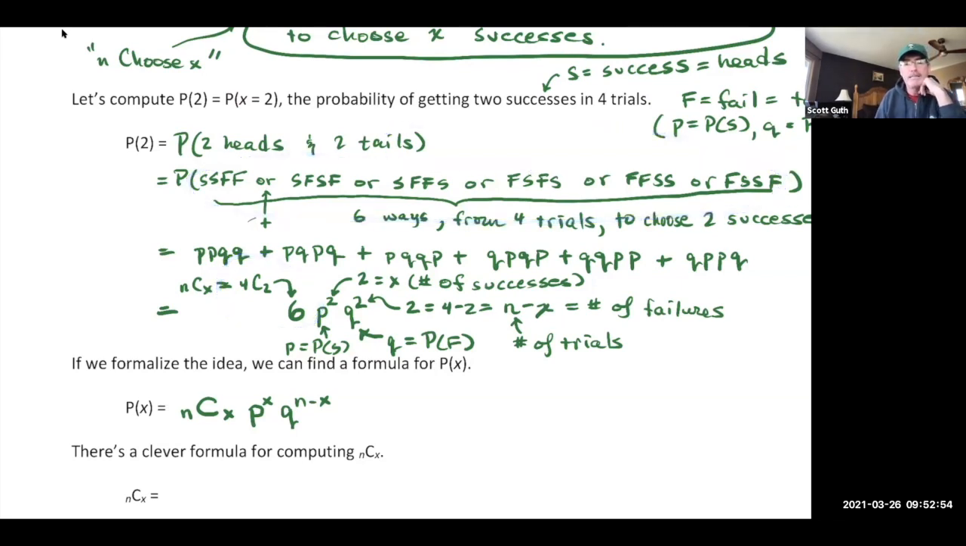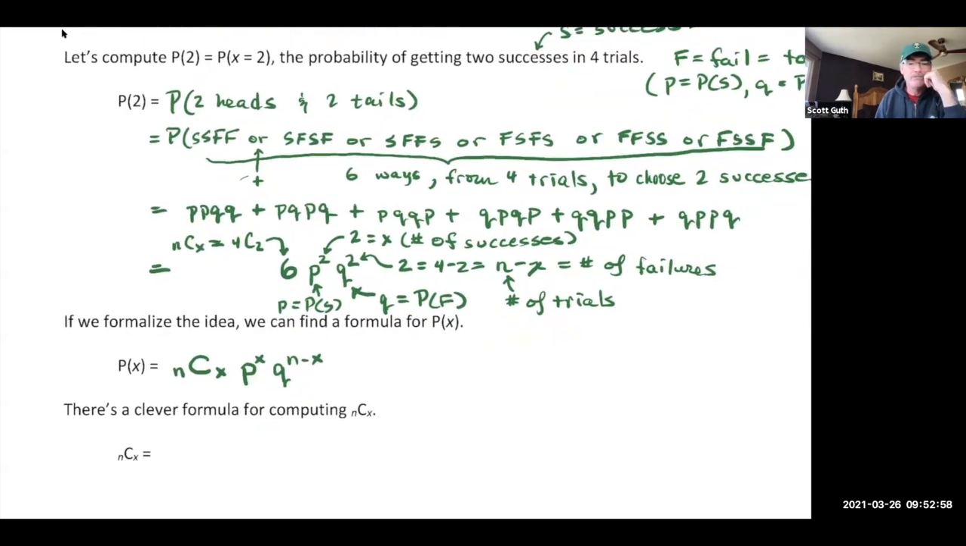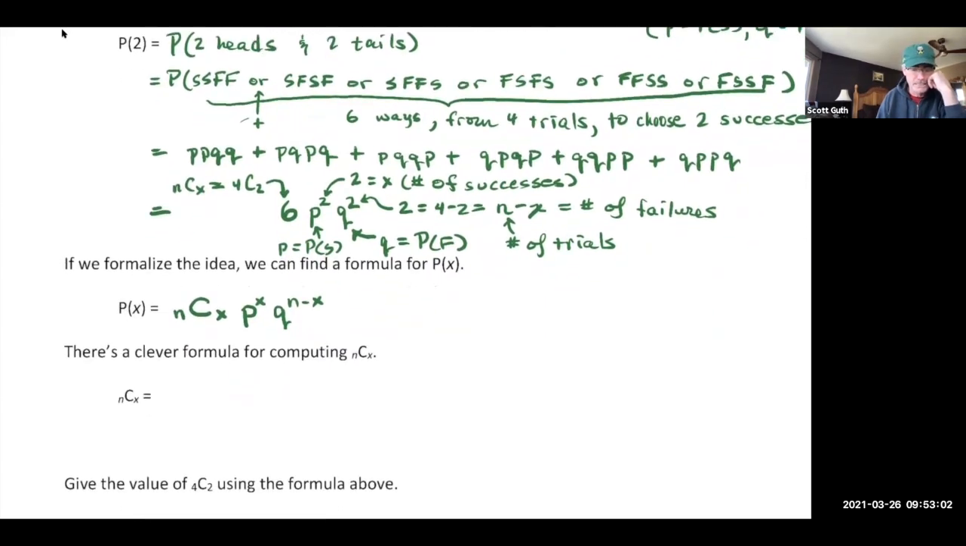Okay, that's a lot of work, and you can't just list them every time. So what we're going to have to do is use a formula for getting this. Now, you're going to need to know what a factorial is. I'll explain. So n choose x, the formula uses factorials.